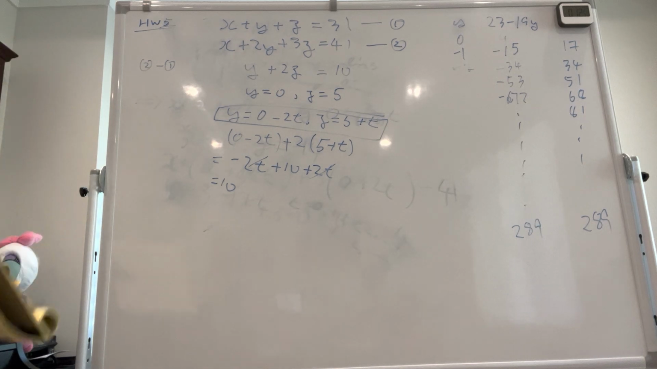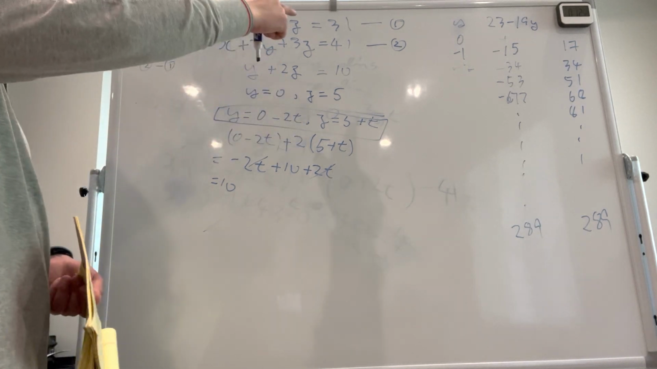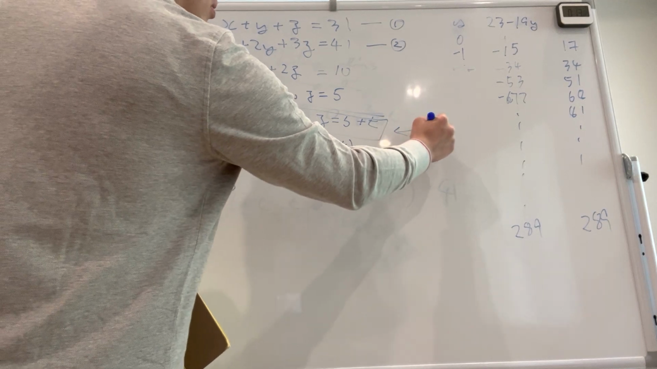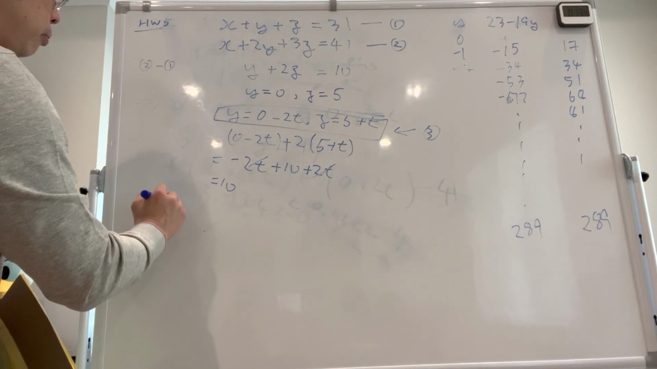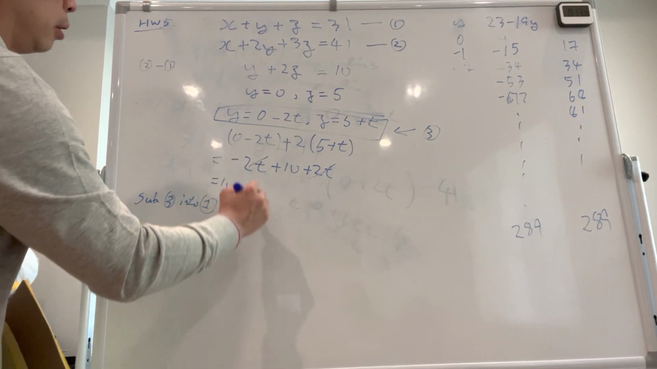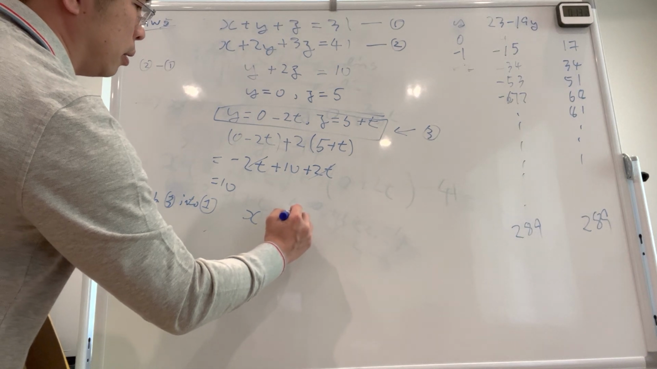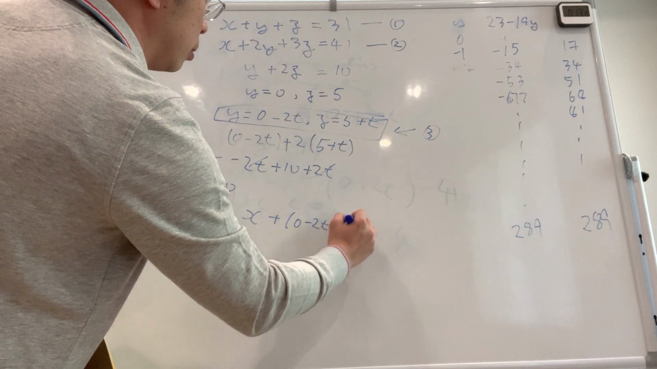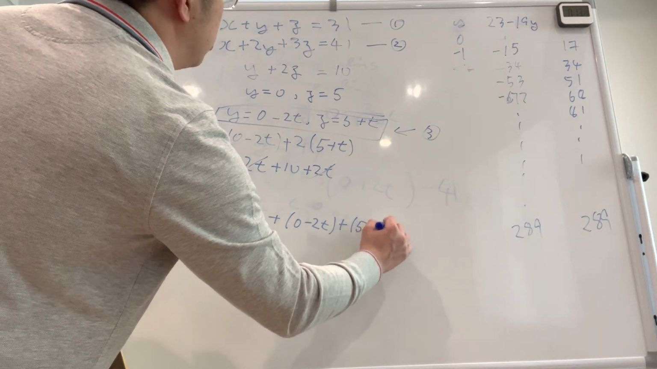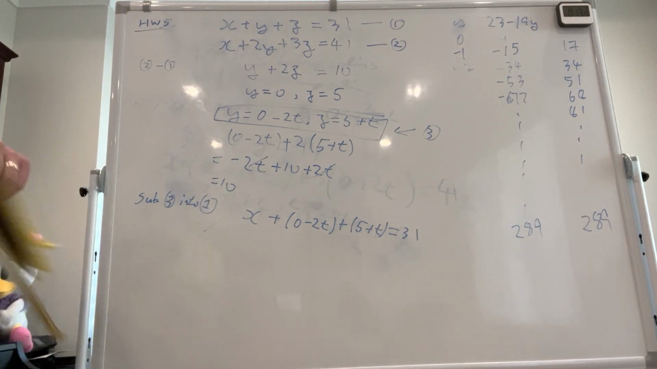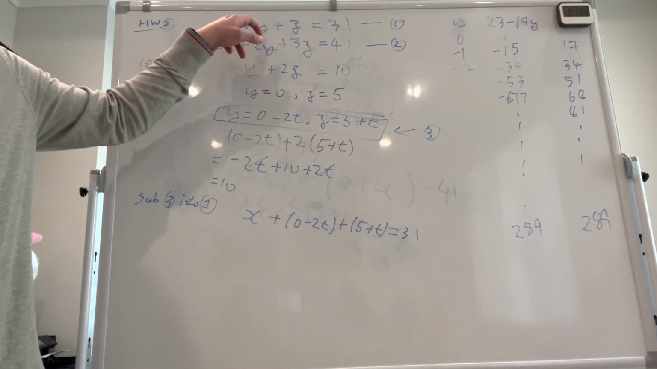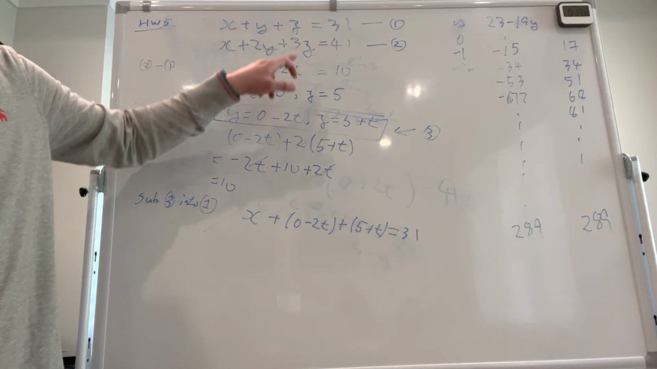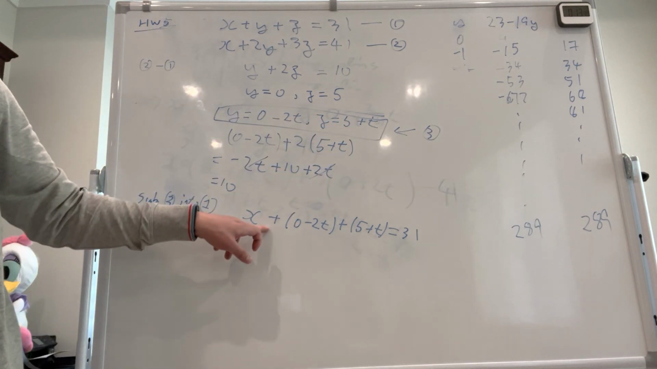Okay, so the last part is you basically put this back into one of the equations. Let's say I substitute 3 into 1, then you get x plus y plus z is equal to 31. Again, now I know what y and z are, and I am putting this back into here. y, I replace it by 0 minus 2t. z, I replace it by 5 plus t. So I got this equation.